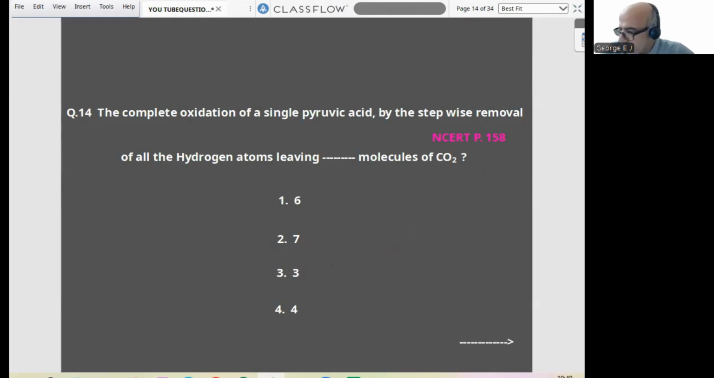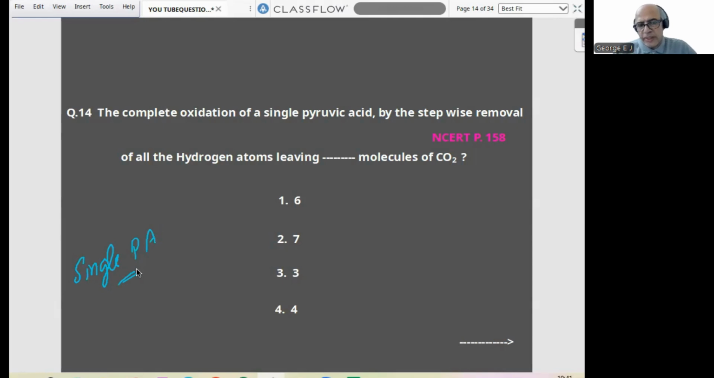Complete oxidation of a single pyruvic acid by the stepwise removal of all the hydrogen atoms, leaving dash molecules of carbon dioxide. See, the question is single pyruvic acid. When we do a question, each time we should take care: what they are asking, what they need, and what are the options they give. So keep these 3 points in our mind when we do objective type questions. The term is single pyruvic acid, not 2 pyruvic acid.